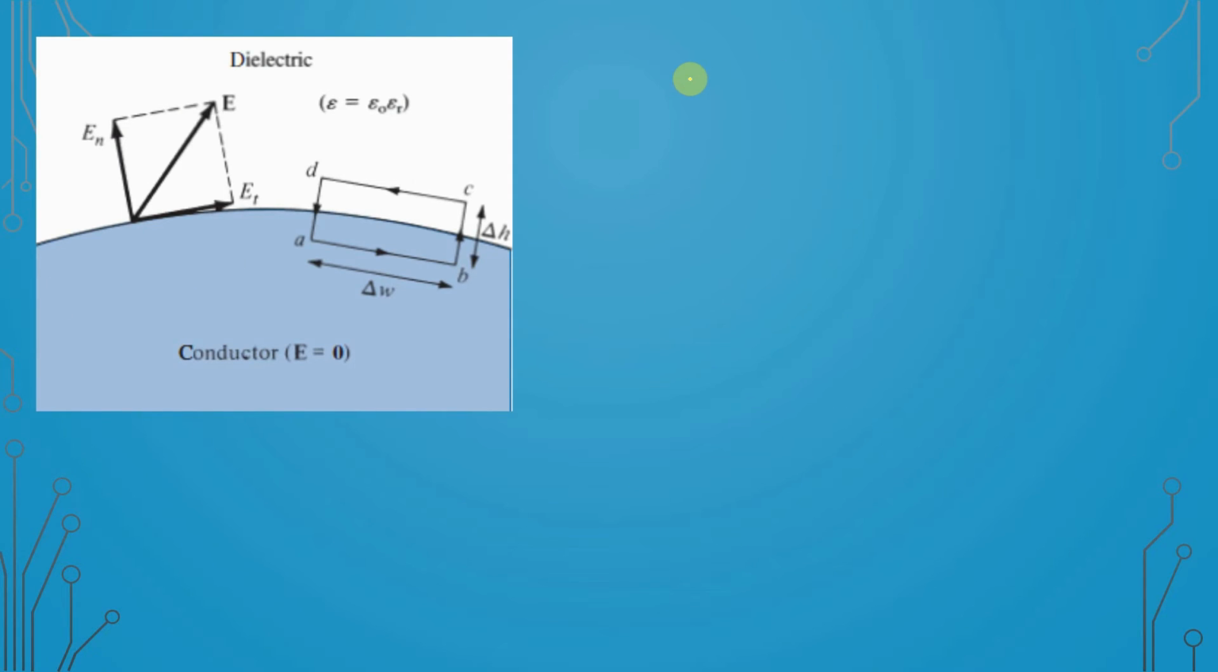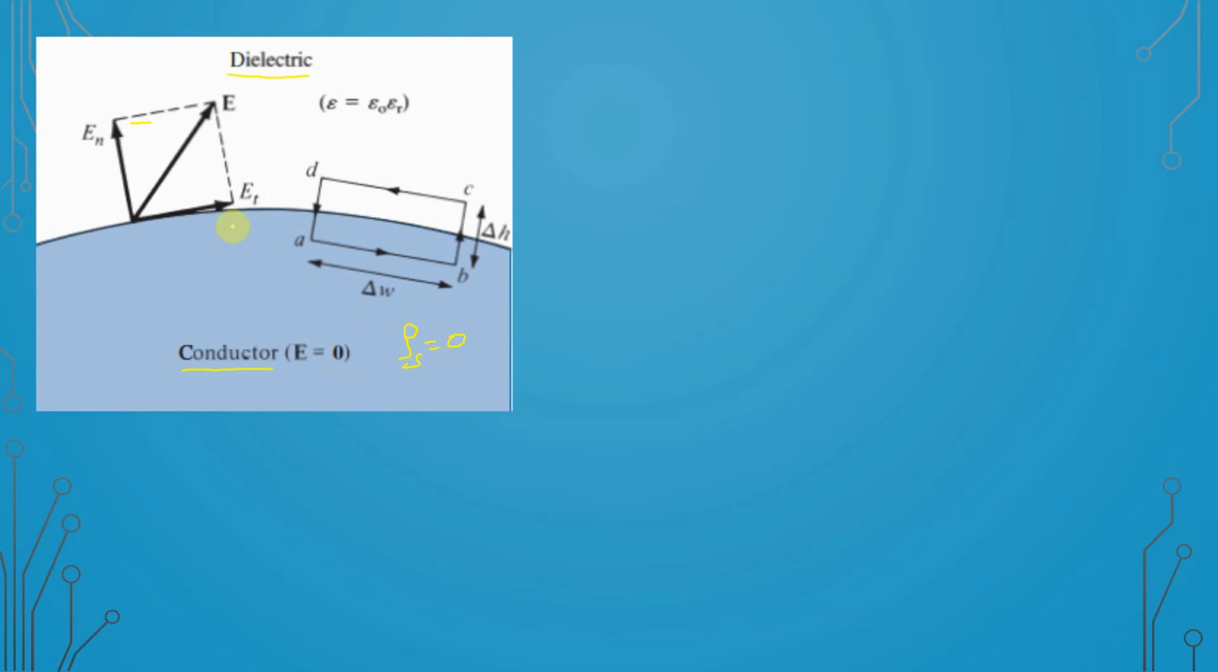Now let us discuss the dielectric and conductor interface. As you can see in this figure, we have a dielectric here, and this second medium is a conductor. We know that inside a conductor the charge density is equal to 0, because if you put any charge inside the conductor, it will move and redistribute on the surface to make the charge density equal to 0, and therefore the electric field intensity is equal to 0 inside a conductor.